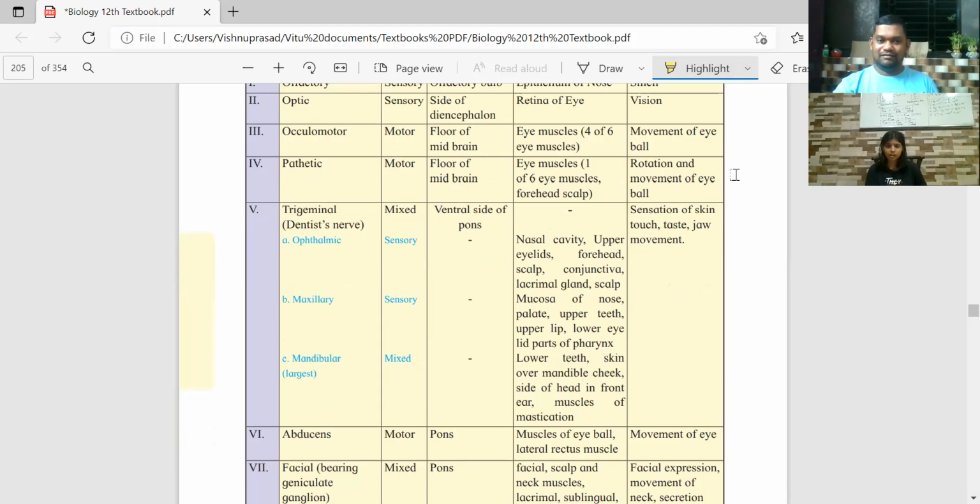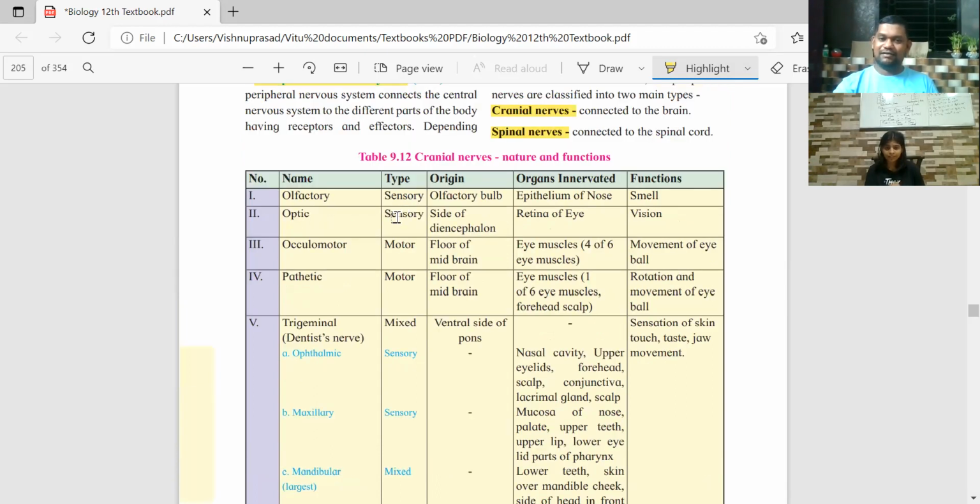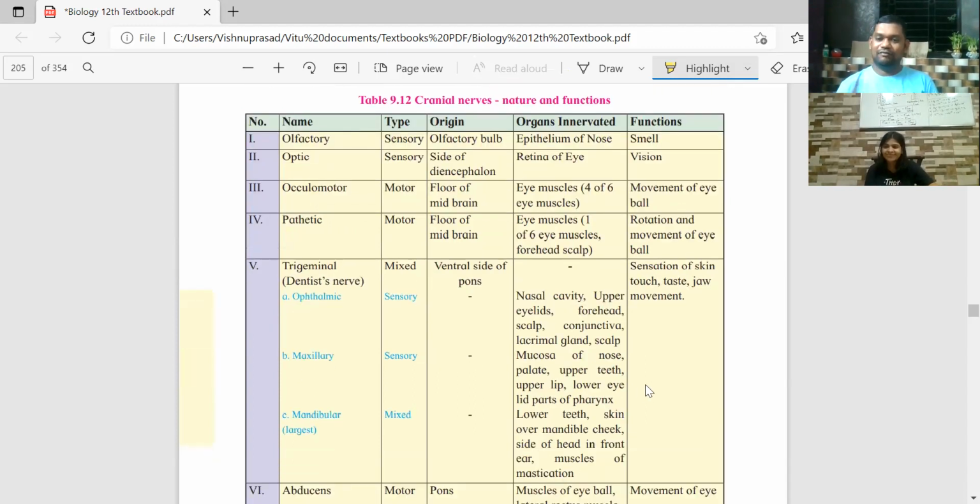For example, optic nerve is sensory. If you say pathetic nerve, it is motor. You can always correlate. See, what is the function of optic? It is helping in vision. The name itself tells you. Whatever is there in front of the eyes, the brain is able to see, so it is a sensory organ.